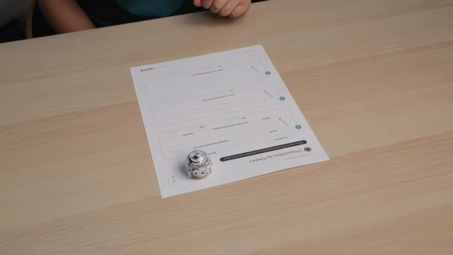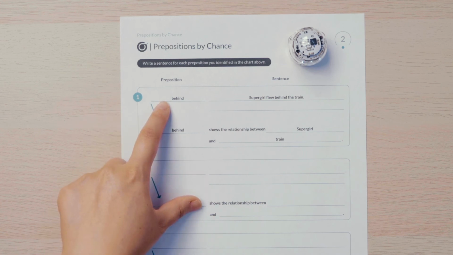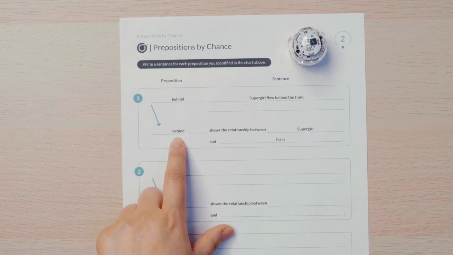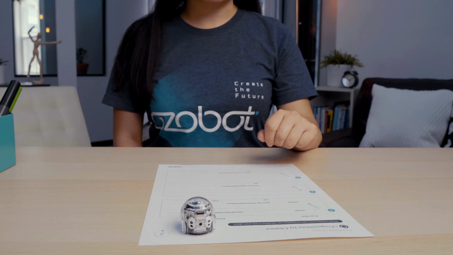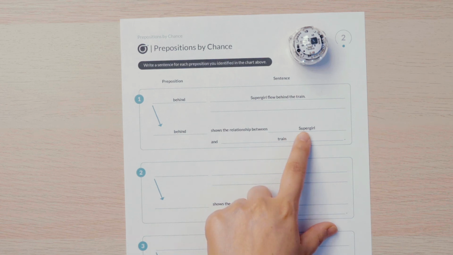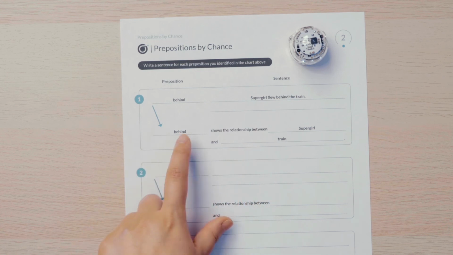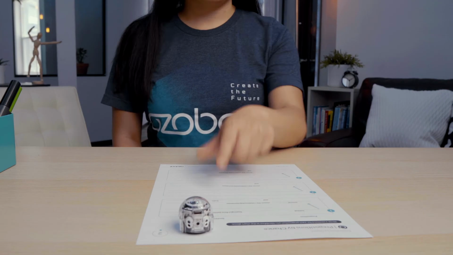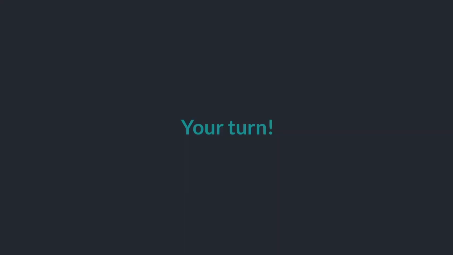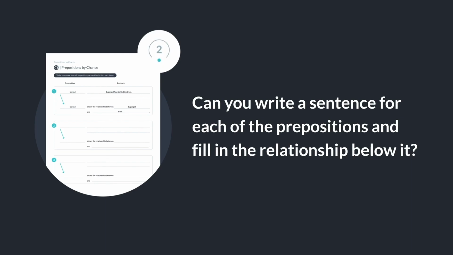Underneath the sentence, there are more blanks to fill in. The first blank is your preposition, the same one from above. In this example, we'll write behind again here. Then we are highlighting the relationship of our sentence. So we would put Supergirl in the first blank and train in the second blank. So this would read, behind shows the relationship between Supergirl and the train. Now it's your turn. Can you write a sentence for each of the prepositions and fill in the relationship below it?